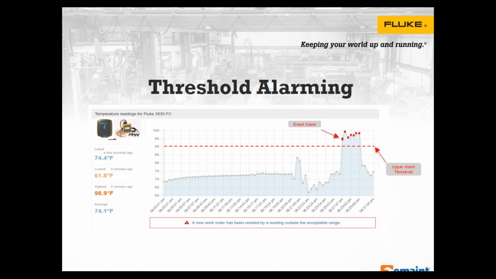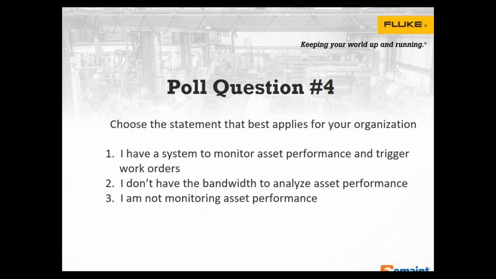Okay, moving on here. So here's an example of a threshold alarm right here, where we can see some data, and clearly we've exceeded the maximum temperature of 90 degrees here, and we have an event alarm. Okay, this leads us into poll question number 4.